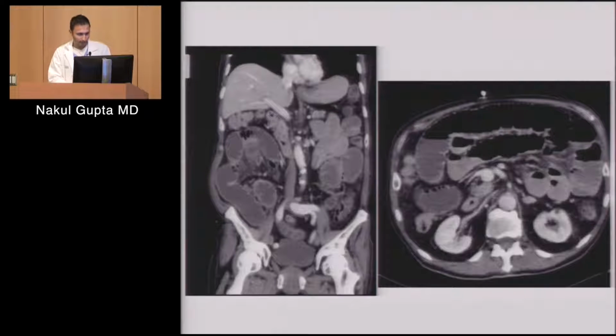All right. So now we're going to move into the more CT oriented section of this talk, okay? I'll give you guys a few seconds to look at this. And so we have a coronal contrast enhanced CT of the abdomen and the axial cross section as well. So take a look.